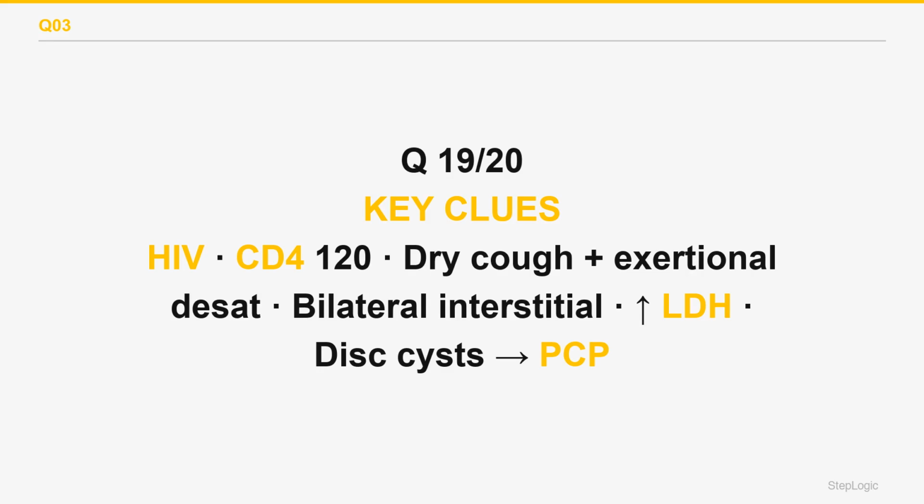Pneumocystis jirovecii pneumonia is the classic opportunistic infection when the CD4 count falls below 200. The presentation is subacute, progressive dyspnea, non-productive cough, and characteristically oxygen desaturation with exertion. Chest X-ray shows diffuse bilateral interstitial infiltrates. LDH is elevated, and methenamine silver or direct fluorescent staining reveals the disc-shaped cysts. First-line treatment is trimethoprim-sulfamethoxazole. If PaO2 is low, add corticosteroids. Prophylaxis with TMP-SMX begins when CD4 drops below 200.